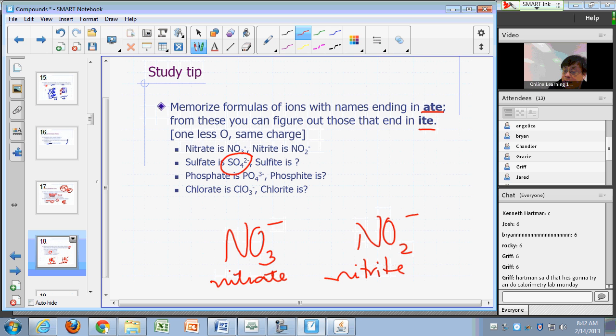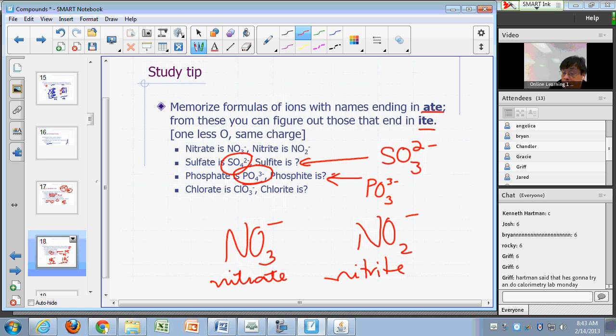So if sulfate is SO4 with a negative 2 charge, what's the formula for sulfite? One less oxygen. So instead of 4 oxygens, you're going to have 3 oxygens. So SO3 with a negative 2 charge. Okay? So phosphate is PO4 with a negative 3 charge. What is phosphite? One less oxygen. So instead of PO4, you write PO3, and the charge is the same, negative 3.